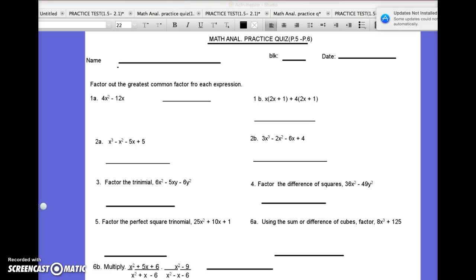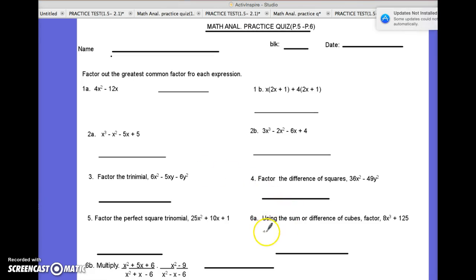I'd like to take some time and finish up the video I started before on this practice quiz. I was working on number 6A, and I gave it to you twice. I know in class some of you got it, some of you didn't quite get it, so let me go over it again. I trust this will serve to solidify it in your minds.